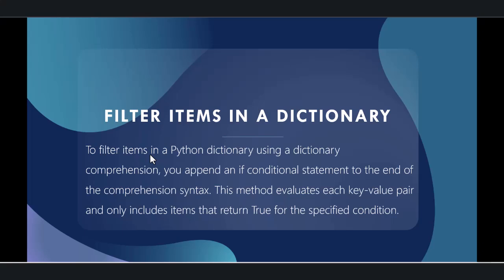As we saw in the previous example, we wrote the for loop at the end of the dictionary comprehension line. Append is nothing but adding an if condition statement at the end of the comprehension syntax. In the place of the for loop which we have written in the previous example, we'll write the if condition here. Hope you are clear till here. Then this method evaluates each key value pair and it will include the item which returns only true for that specific condition. If it is false, it won't include that key value pair. Only if it is true, it will include. Let's see an example for this.